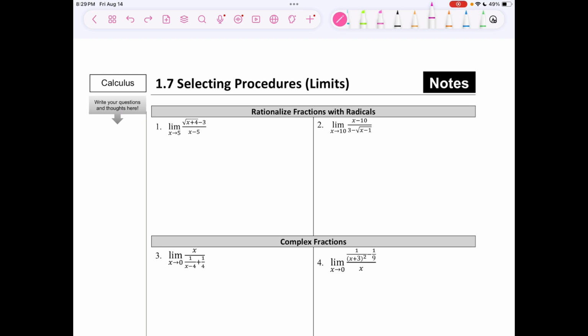And if that doesn't work out for you, if you get something that's undefined, for example, where you're dividing by 0, that happens a lot, then you're going to want to find a different method, some way to simplify or change how your fraction, for example, looks in order to find the limit by direct substitution a different way.